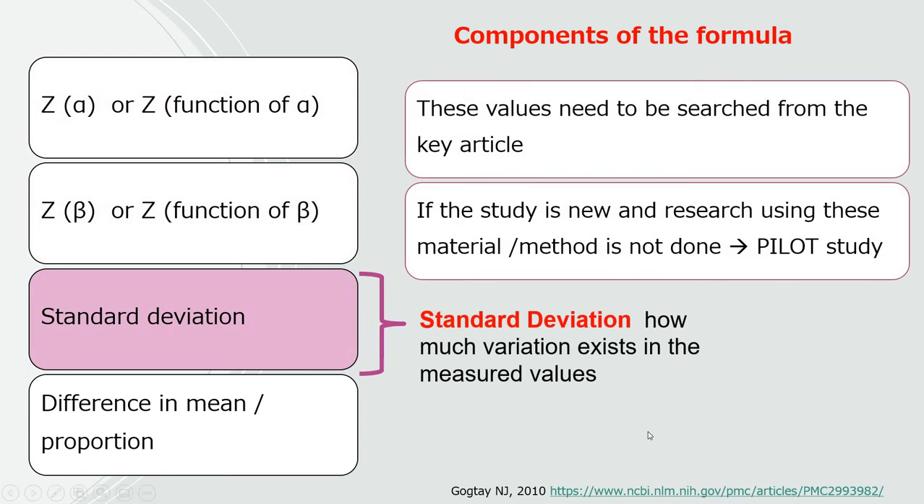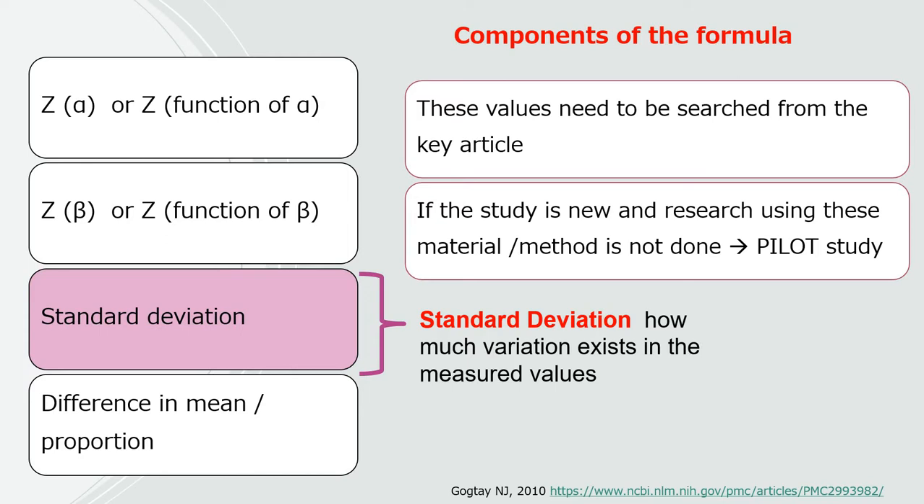Let's look at the third entity, the standard deviation. These standard deviations are the ones which you have to search in your key article. Usually the primary aim is decided and the sample size calculation is done using the primary aim. You may have multiple variables involved in your study. Even if you have 10 different variables, one of them should be considered and decided as the primary aim. Once the primary aim is chosen, search for a key article in which this primary aim measure is calculated.